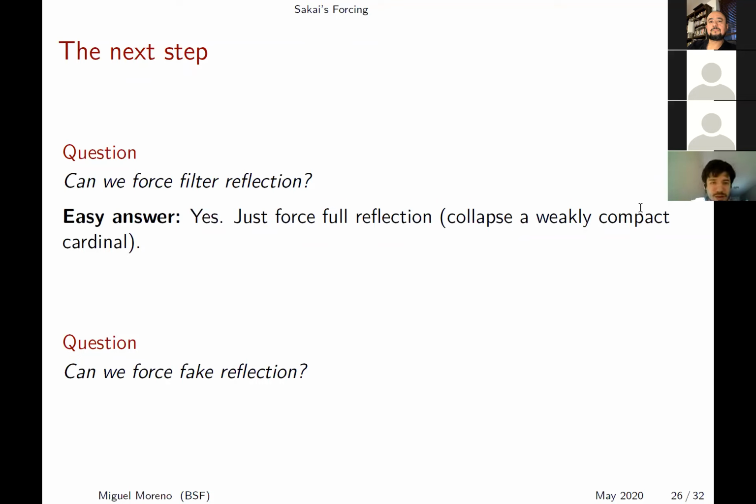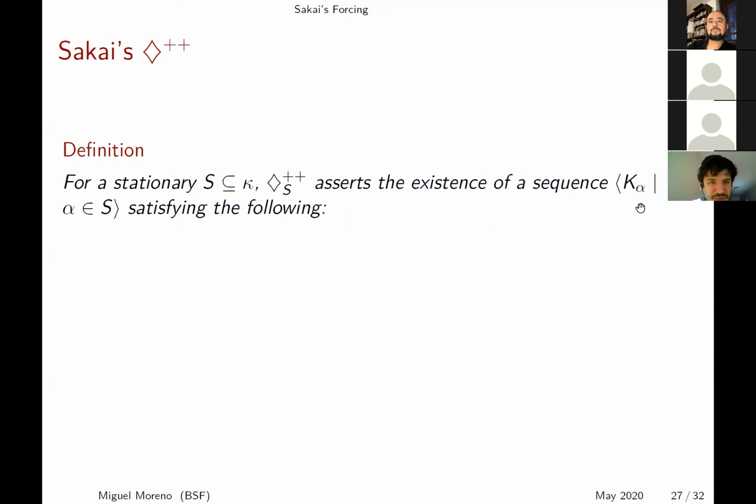Okay, but let me come back. The actual question is whether we can force filter reflection without forcing the full stationary reflection. For that, we will need another diamond. So we will use Sakai's diamond plus plus.